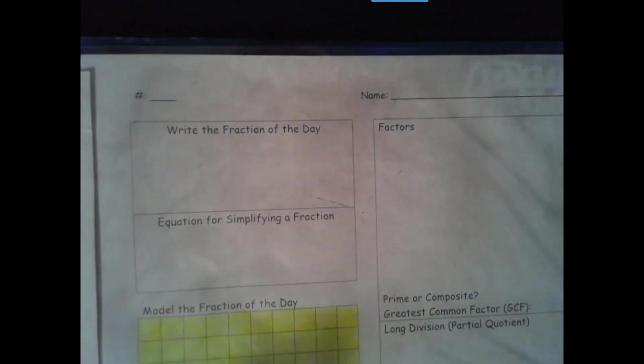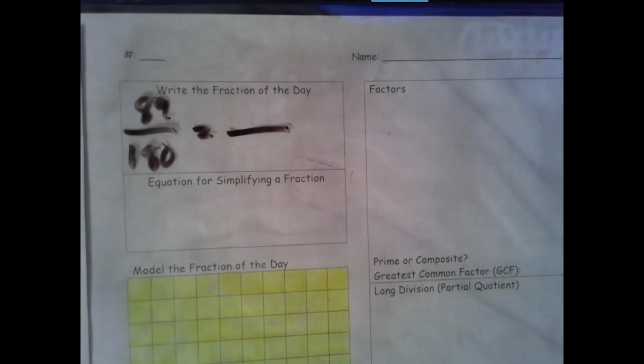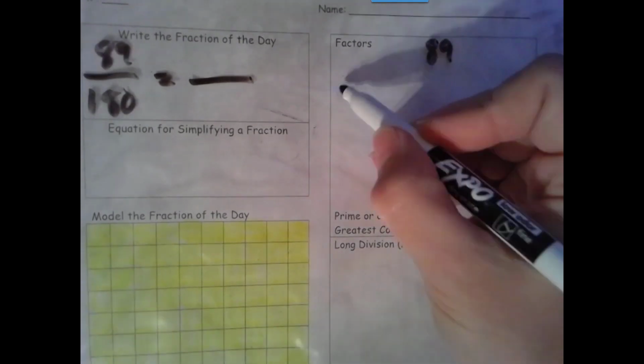All right, let's get down our beginning fraction. We have a total amount of 180 school days, and we are on day 89. Okay, let's find all the factors of our numerator, which is 89. Two factors we always know are 1 and the number itself. And then using the commutative property of multiplication, I can also write it as 89 times 1.